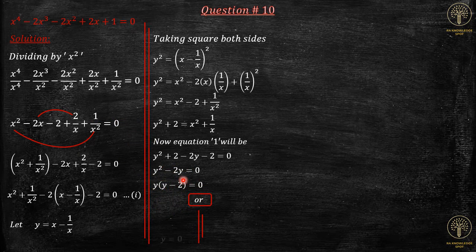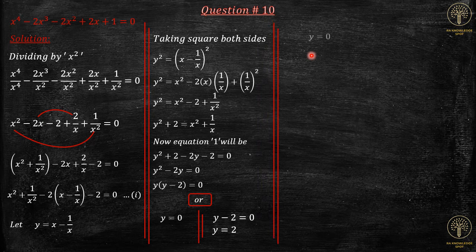Again y is equal to 0, or y minus 2 is equal to 0. This is y is equal to 2. Once again we are having two solutions that are not the solution. Actually we have to work furthermore to get the value in the form of x.